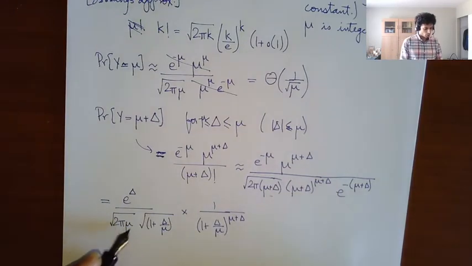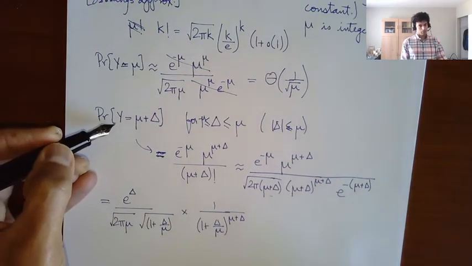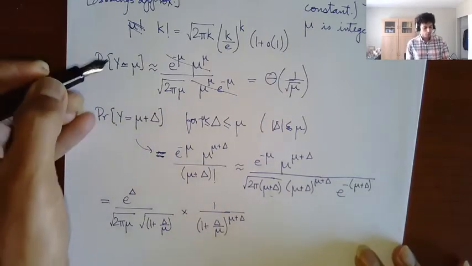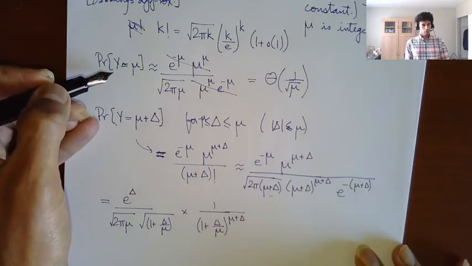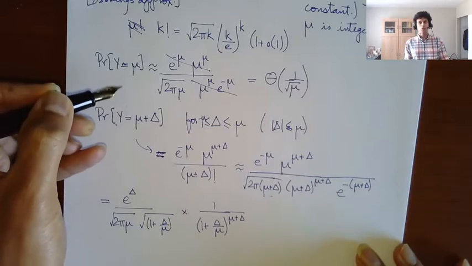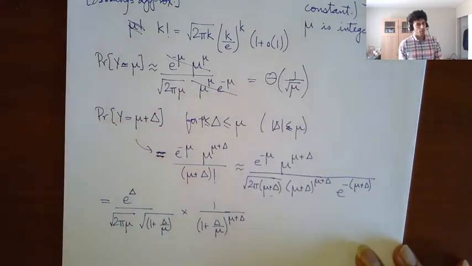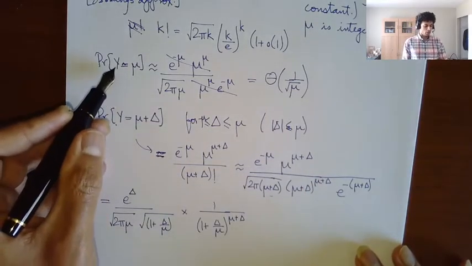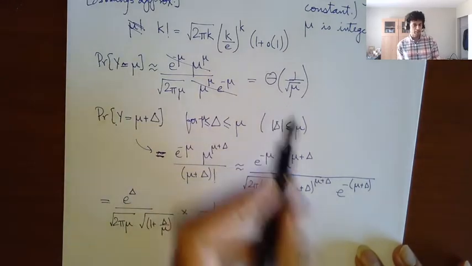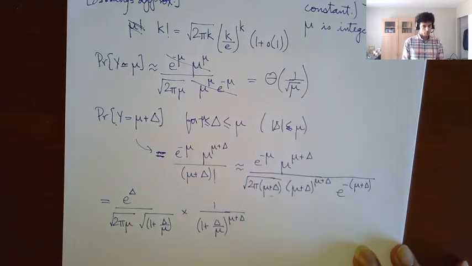Why did I want to pull this out? Because I want to compare the probability that y is equal to mu plus delta with the probability that y is equal to mu, just to understand how the deviation affects the probability. So I know that when y is equal to mu, it's actually theta of 1 over root mu. Are there any questions at this point? Okay.